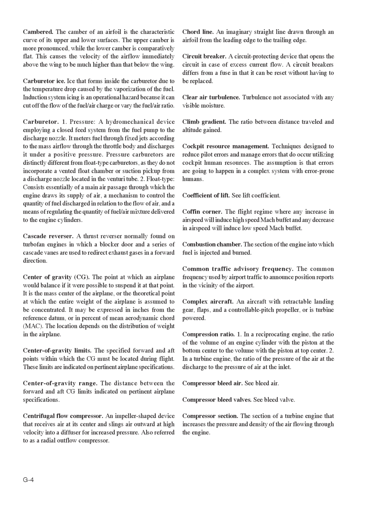Cascade reverser. A thrust reverser normally found on turbofan engines in which a blocker door and a series of cascade vanes are used to redirect exhaust gases in a forward direction.